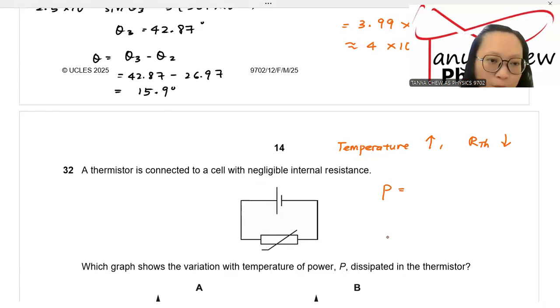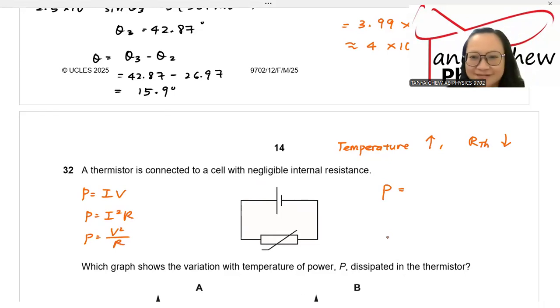Right, so power. There are many equations of power. I write it down. Power is equal to IV. Power is equal to I squared R. And power is also equal to V squared over R. Now, due to the resistance decreasing, it will affect the current. That is why I'm using V squared over R.